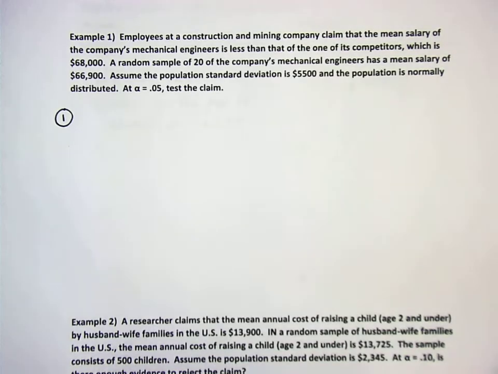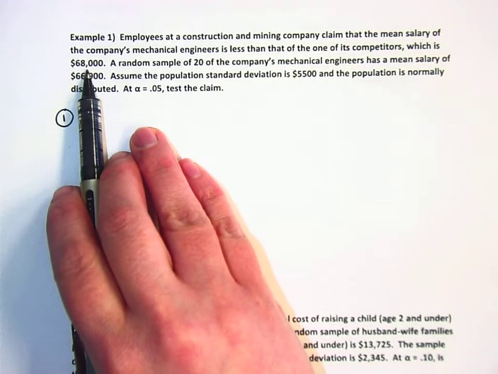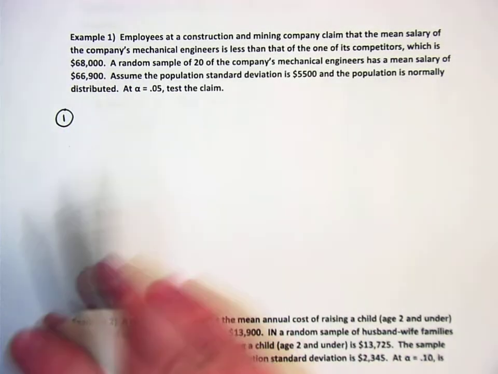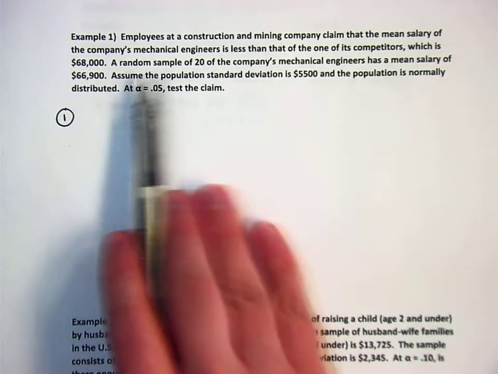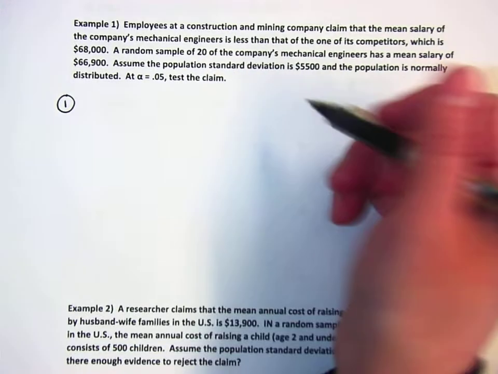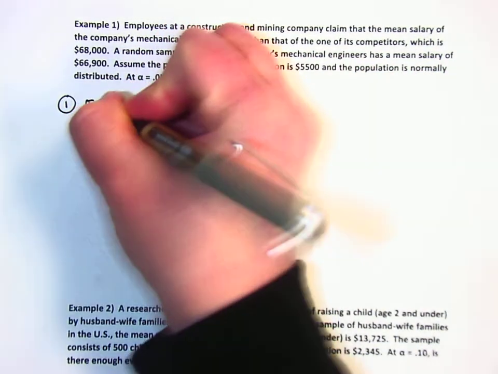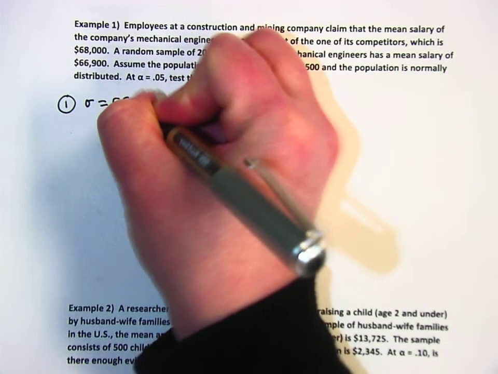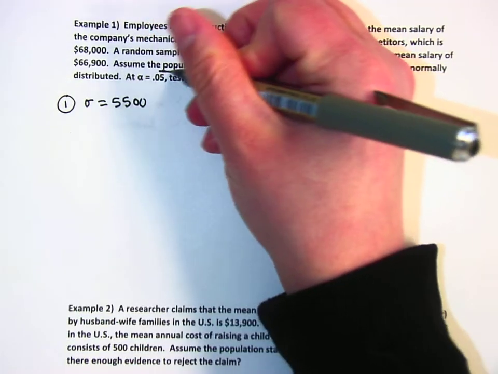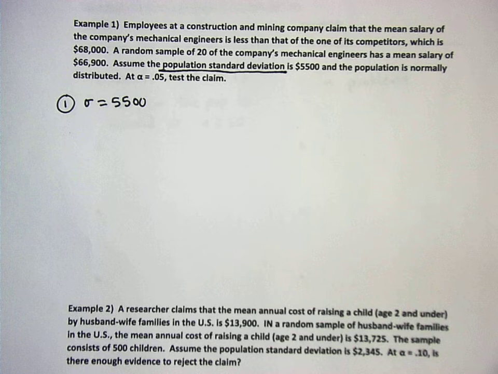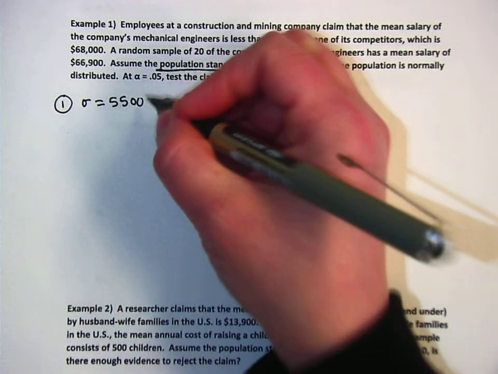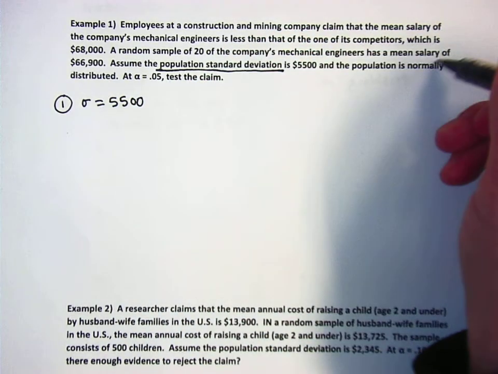So since they're saying that it wouldn't be equal to $68,000, that it's less than, we have to see if it's less than enough to be officially true. We're assuming that the population standard deviation is 5,500, which is what we're looking for in this step. So it says population standard deviation. This is just like confidence interval tests. We know that sigma is 5,500, and it says that it's normal.